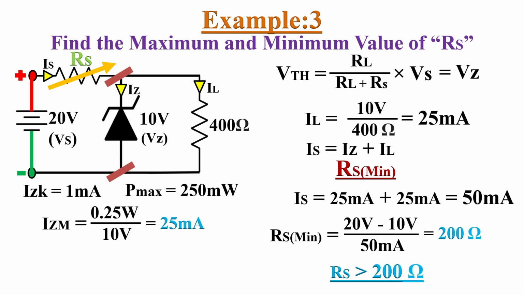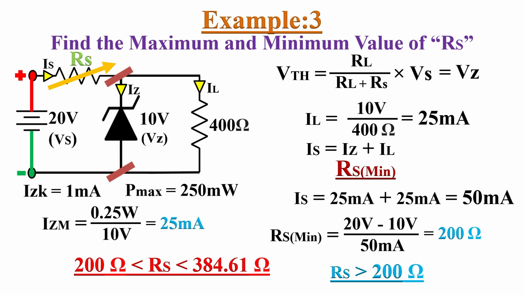So Rs value must be greater than 200 ohms. If Rs value is less than this 200 ohms, then maximum Zener current Izm exceeds the rated value of 25 milliamperes. Hence the Zener diode may get damaged. So from this we can say that here in this example circuit, whenever the value of series resistor is in between 200 ohms to 384.61 ohms, then the circuit will work properly as a voltage regulator and the Zener diode will operate in breakdown region.